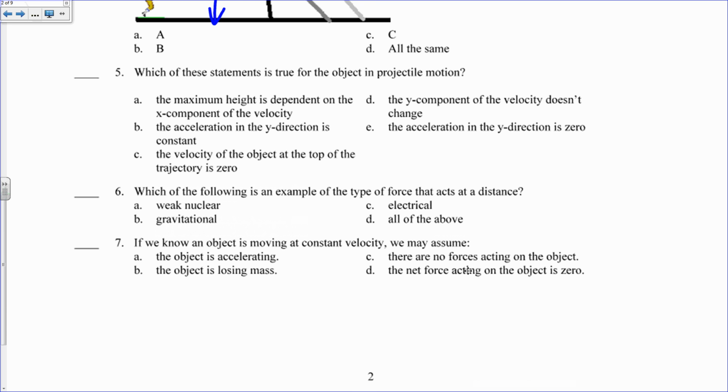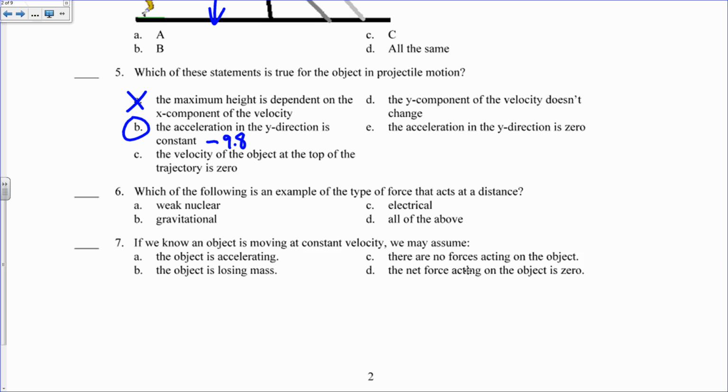Which of these statements is true for objects in projectile motion? The maximum height is dependent on the x component of the velocity. That's not true. We just said it was dependent on the y component of the velocity or the displacement. The acceleration in the y direction is constant. Okay, that is true. It's negative 9.8, but let's look at the others.